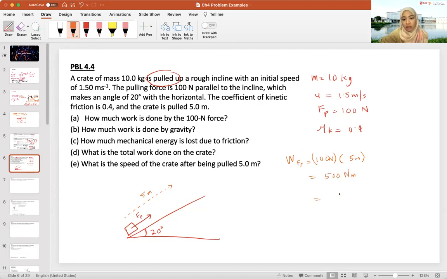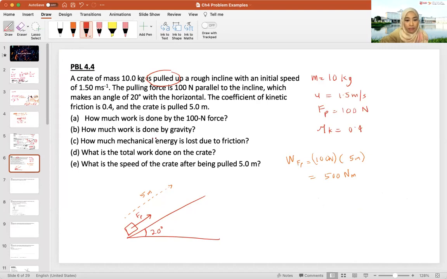Or you can write it like this. 100 cosine 0 because the angle of the force with the displacement is 0. 100 cosine 0 times 5. Why is my handwriting like this? So cosine 0 becomes 1. 100 times 5 is 500 Newton meter. So it's the same. I can use the angle if I want to, but I can just ignore it because I already know that these are parallel and in the same direction, so I shouldn't be bothered. If you want to bother, you can put the angle as cosine 0 in the equation. That works too. Okay, next.